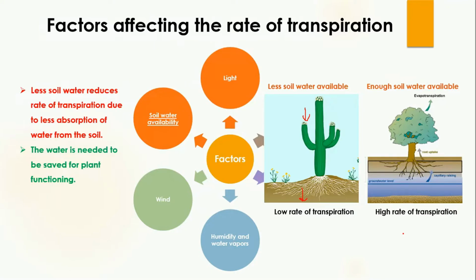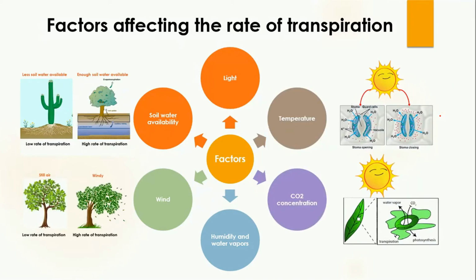When the water is enough in the soil, the rate of transpiration will increase. Why will it increase? Because now the roots are taking so much water which is not required by the plant, so the excessive water is transported out of the plant in the process of transpiration. So that was all about the factors affecting the rate of transpiration.